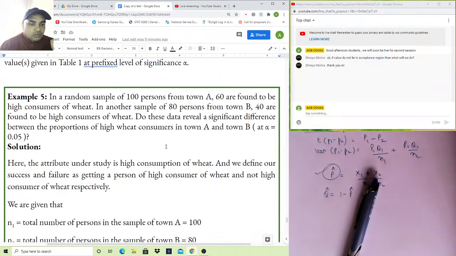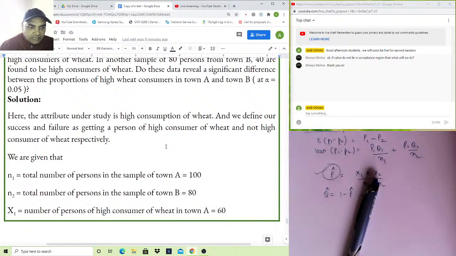Now let us do this question. In a random sample of 100 persons from a town A, 60 are found to be high consumers of wheat. In another sample of 80 from town B, 40 are found to be high consumers of wheat. Do these data reveal a significant difference between the proportion of high wheat consumers in town A and town B at alpha equal to 5% level?